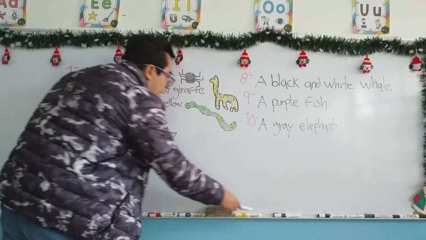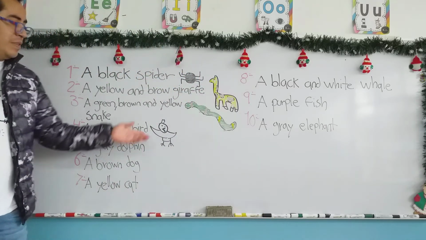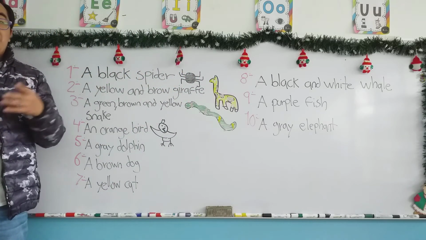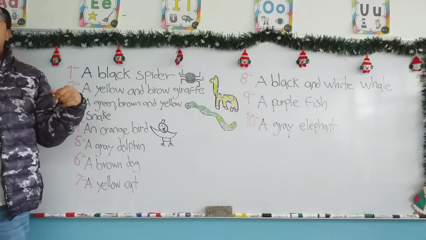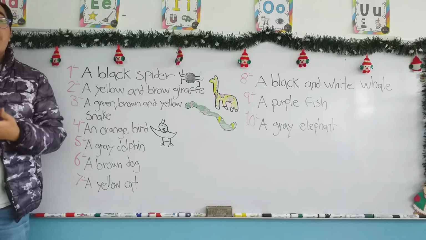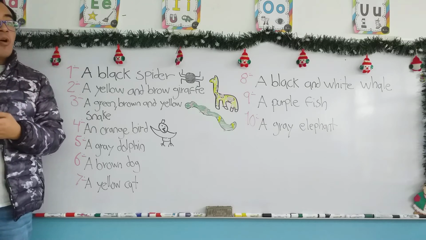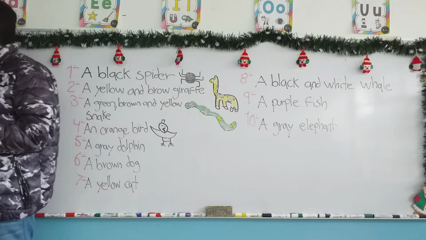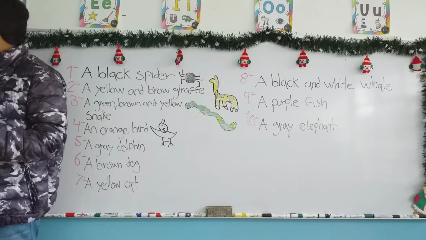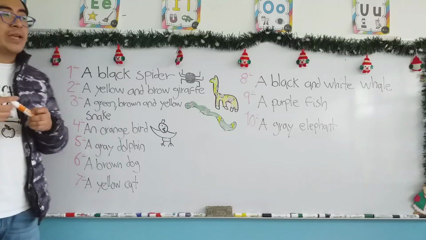So, an orange bird. This is just an example, okay? Now remember, these are just ideas, just my own interpretation of animals. You can do your own and there is no problem. So, for the bird, remember the color orange.